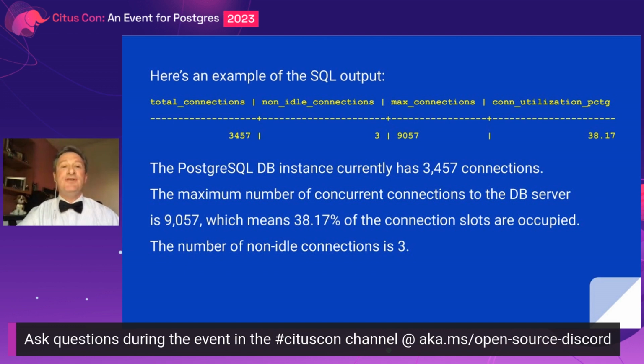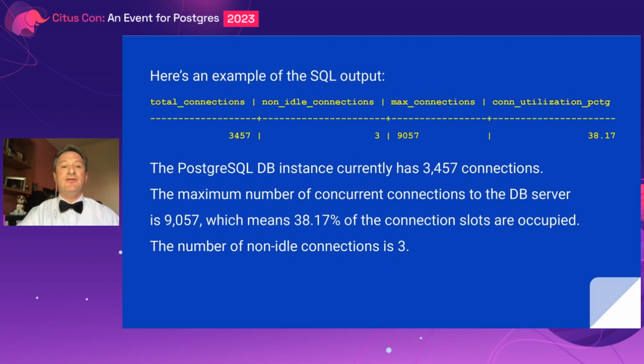Here is an example of the SQL output. The Postgres database instance currently has 3,457 connections. The maximum number of concurrent connections to the database server is 9,057, which means 38% of connection slots are occupied. The number of non-idle connections is 3.